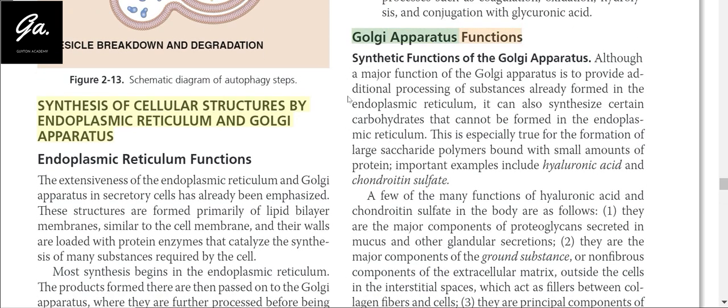Golgi apparatus functions. Synthetic functions of the Golgi apparatus. Although a major function of the Golgi apparatus is to provide additional processing of substances already formed in the endoplasmic reticulum, it can also synthesize certain carbohydrates that cannot be formed in the endoplasmic reticulum. This is especially true for the formation of large saccharide polymers bound with small amounts of protein. Important examples include hyaluronic acid and chondroitin sulfate.